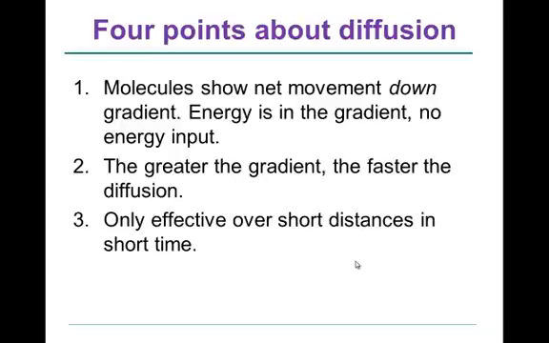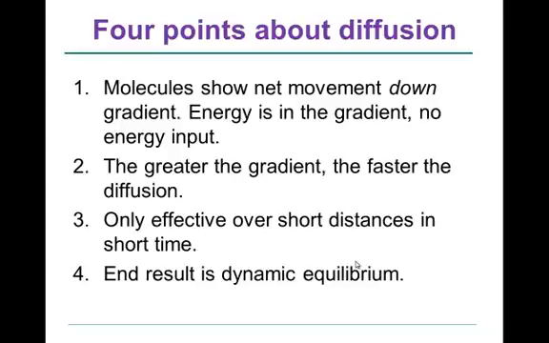And the last point about diffusion is the end result is what is called dynamic equilibrium. And what this means is that at the end state, molecules don't stop moving. It just means that their movement offsets one another. For every one that moves to the right, one moves to the left. For every molecule that moves up, one moves down. And so the net concentrations don't change, although movement continues.